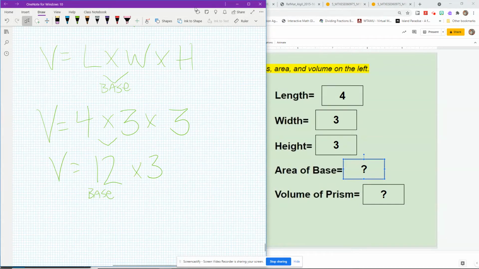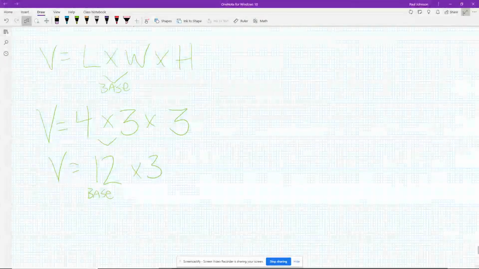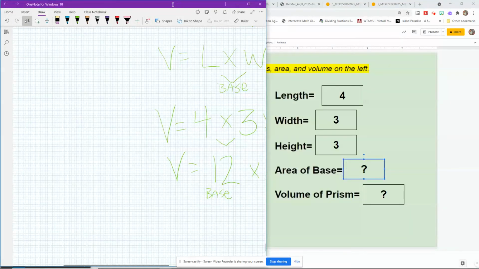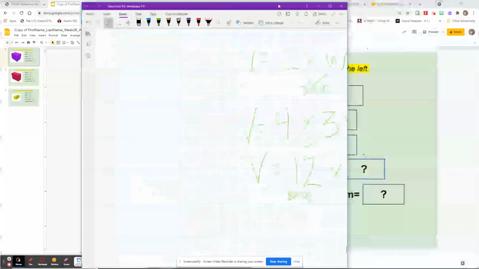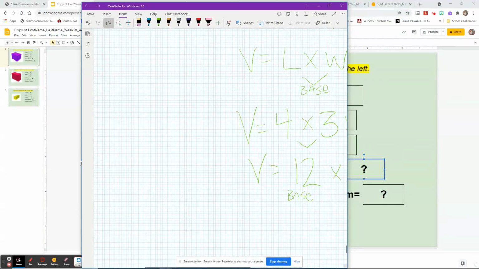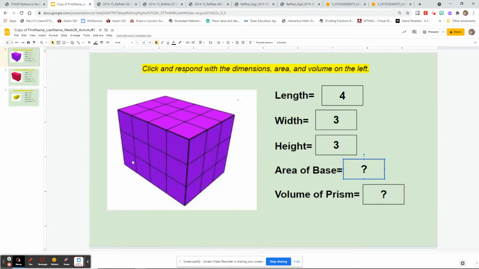What I mean by that, if you look at the base of the rectangular prism, I'm really losing a battle to readjusting this. I'll just minimize it for now.